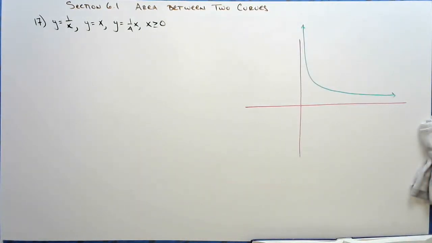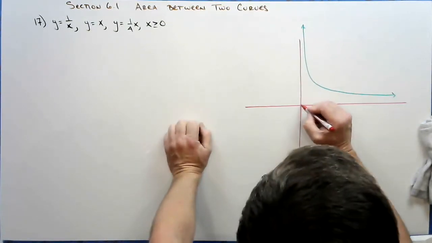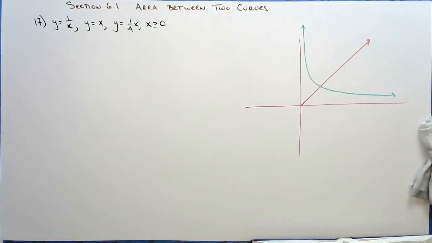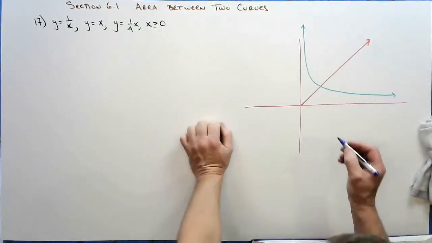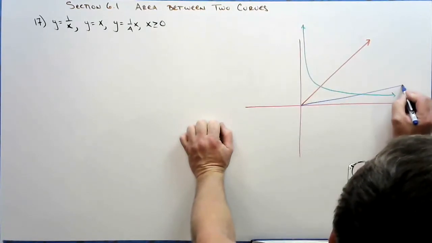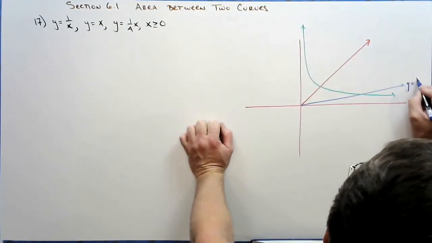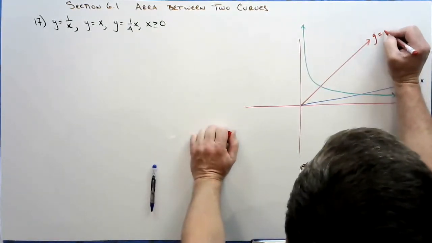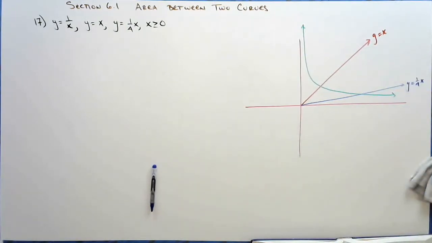Then we need y equals x. We know that's a line, slope of 1, all right? That goes like this. Then we finally end with y equals 1/4 x. That's a line whose slope is 1/4, so that looks like this. And they told us that x was greater than or equal to 0.